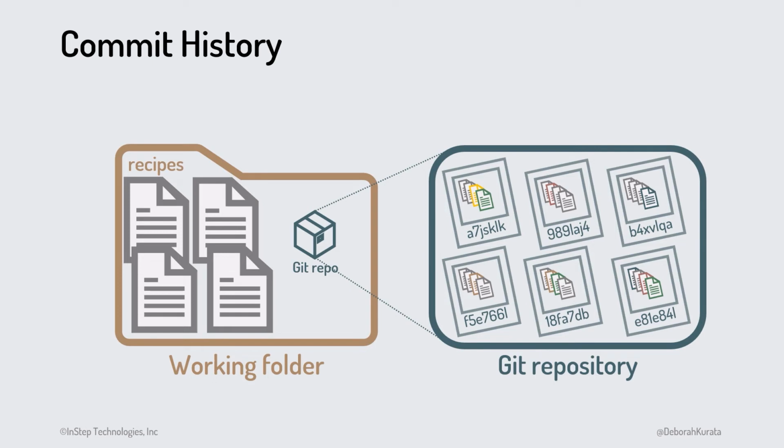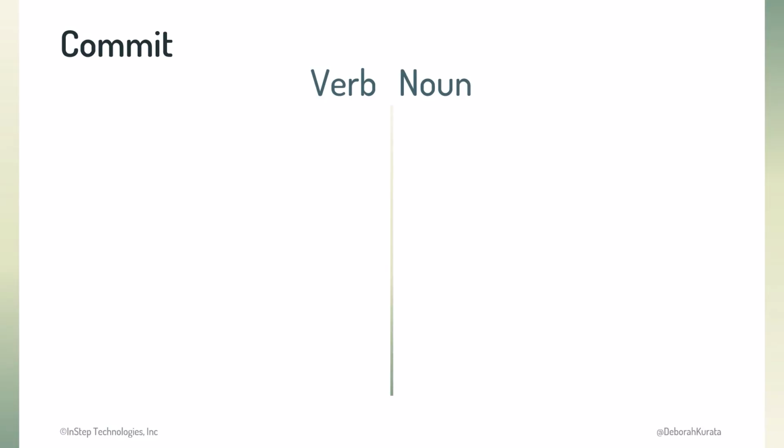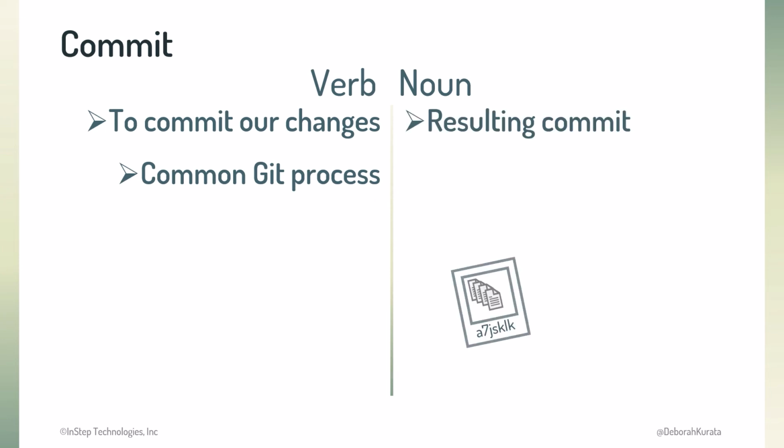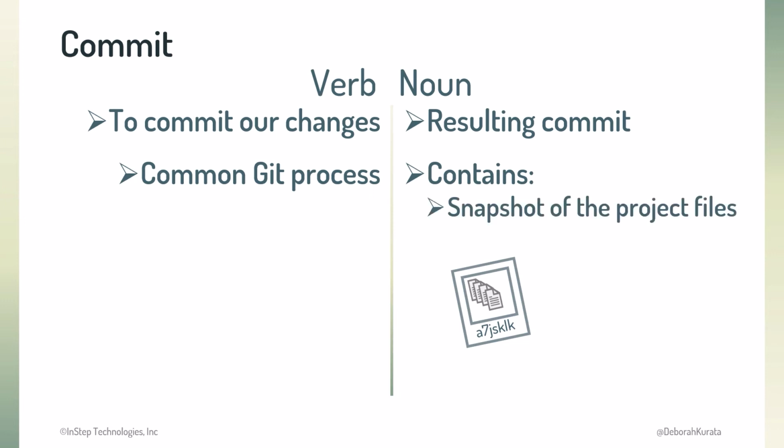We can examine the files in any commit or compare files in the commits. You may have noticed that we've been using commit as both a verb and a noun. As we make changes, we commit those changes to our repository. This is a common Git process. The result of committing our changes is a commit. Each commit saves all the project files. The commit contains a snapshot of the project files, including the current changes, and a unique identifier generated from the commit. This identifier helps Git track our commits.